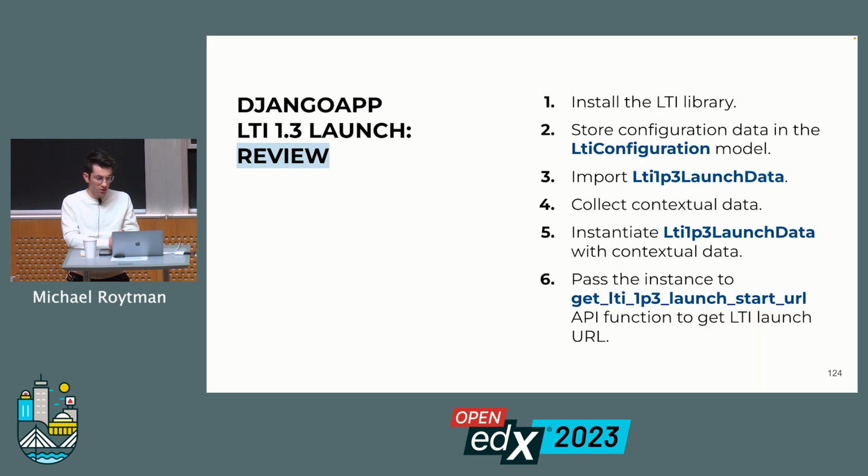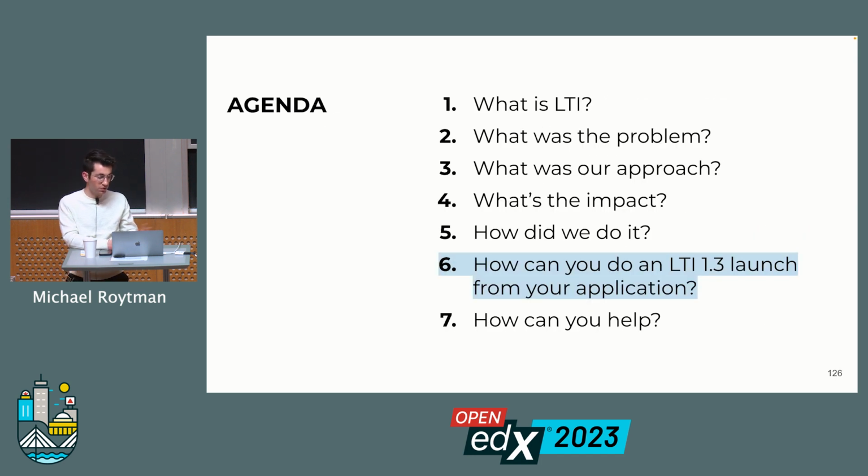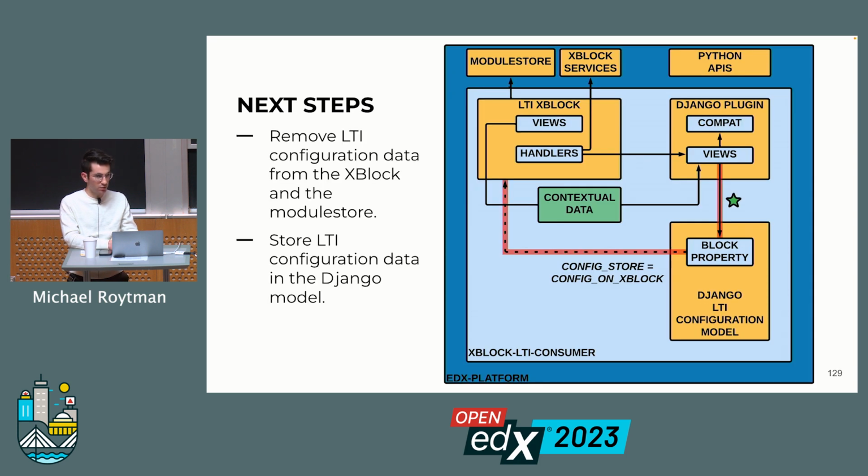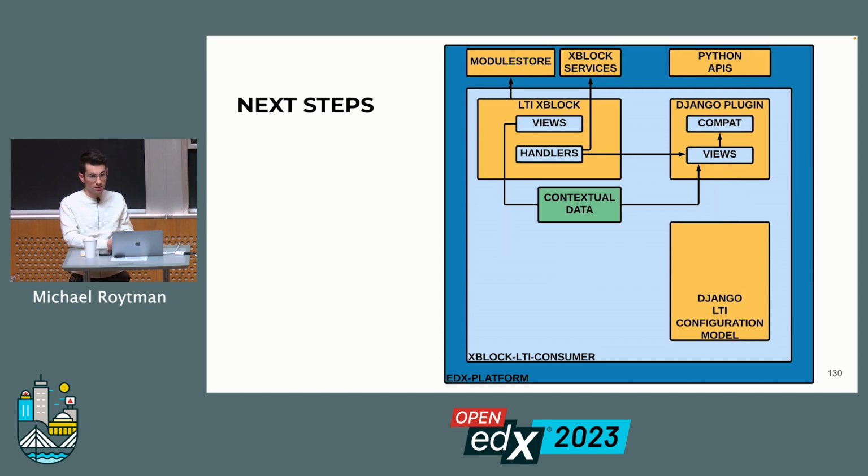So here is a quick review. In the interest of time, I'm going to move on, but I wanted to end, after showing you this, with some next steps, some ways you can get involved if you're interested. So here's the same diagram. We would love to get rid of this line to remove LTI configuration data from the module store and this dependency on the XBlock and get something a little bit more like this.